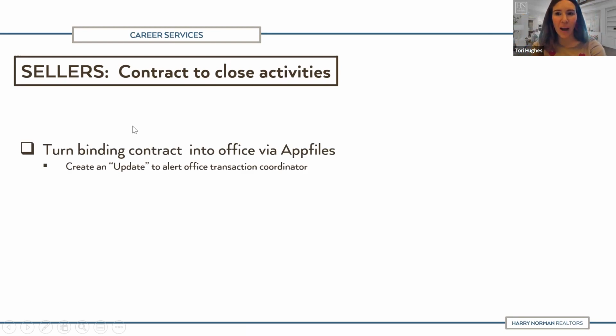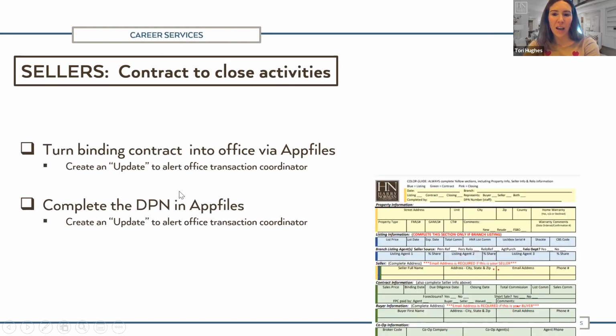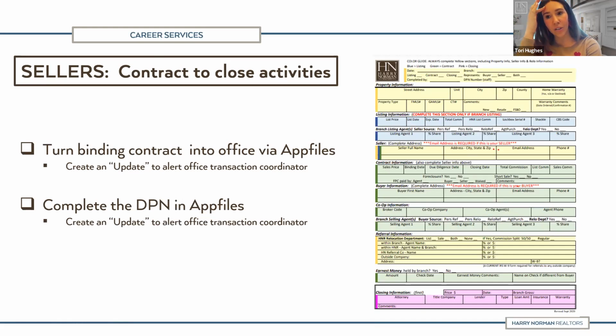So just like when working with a buyer, the very first step of the process is to turn the binding contract into the office via app files. So same thing that I said with the buyers, check with your office staff to see how they want that turned in. If they want it as an update, if they want you to move it to a different stage, ask them what they prefer. You'll also, for sellers, complete the DPN and app files just like you did for buyers. And you'll also want to update your transaction coordinator when you've done that as well, because if you don't do it, they're going to keep asking you for it. So make sure you make that a step of the process at the beginning.